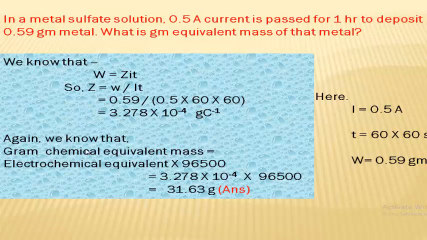Now gram equivalent mass is related to the electrochemical equivalent in this way: gram chemical equivalent mass equals electrochemical equivalent times Faraday. You have to remember this. So now you can easily determine the gram chemical equivalent mass of the metal by multiplying the electrochemical equivalent with the value of 1 Faraday, and you will get 31.63 gram. So this is the answer to the given problem.